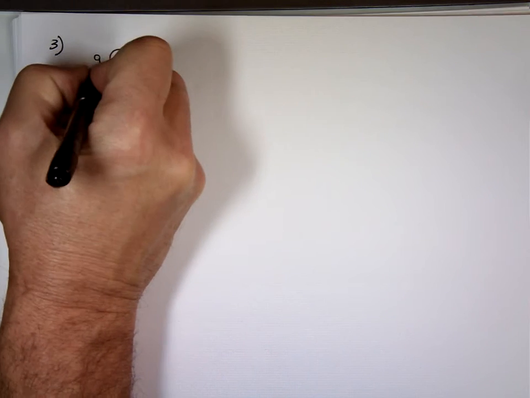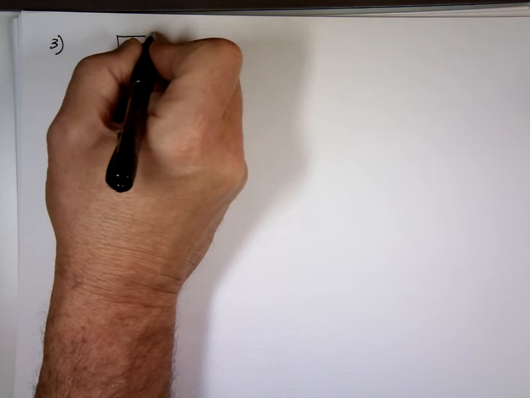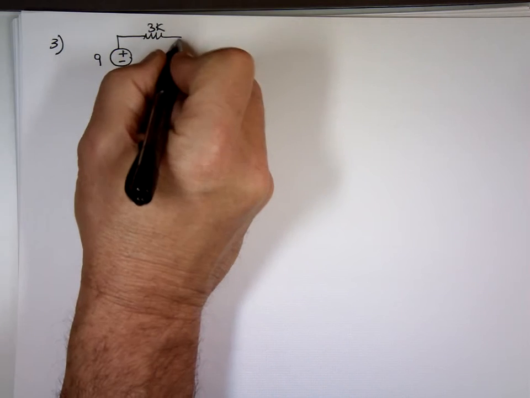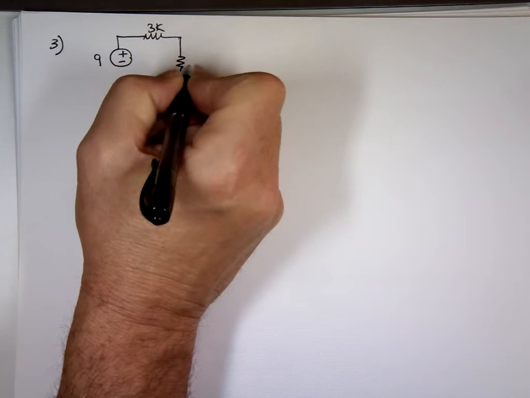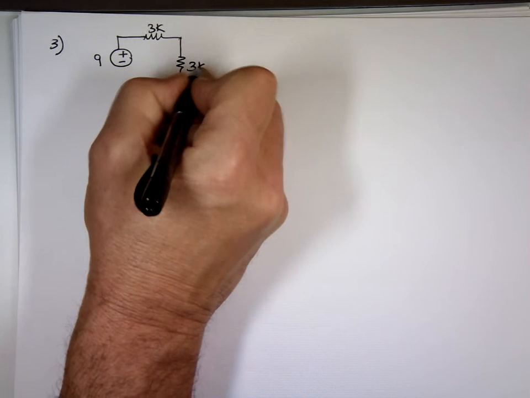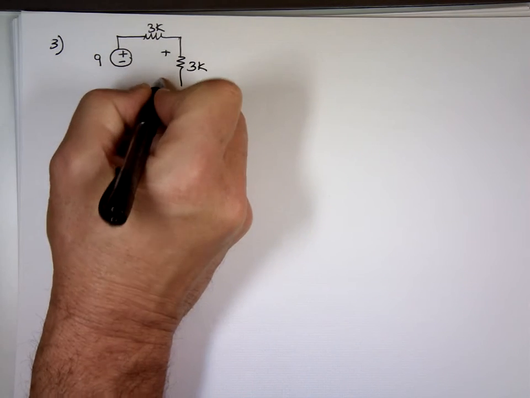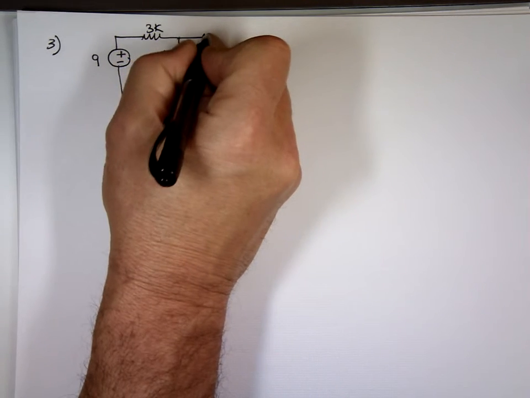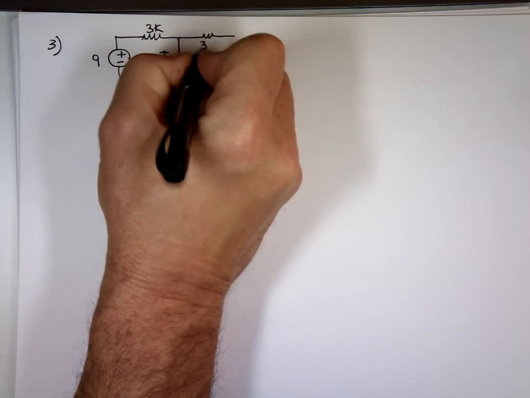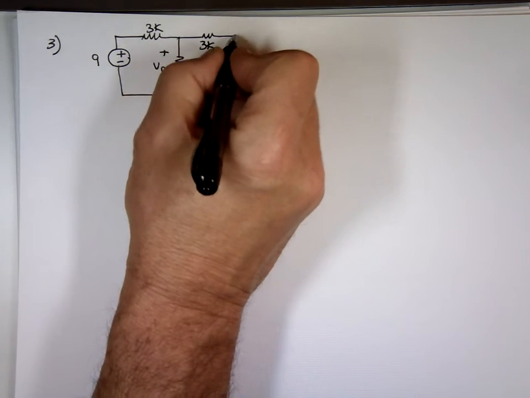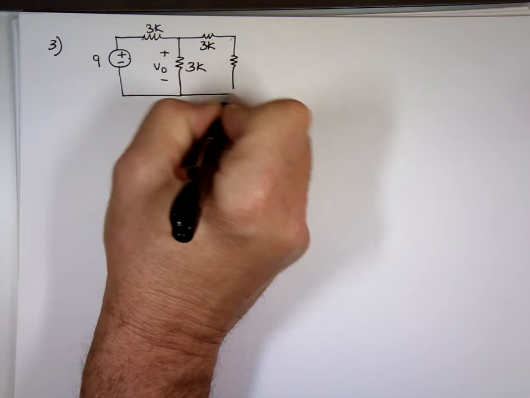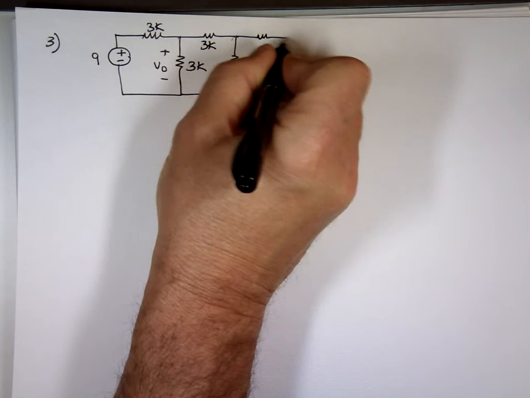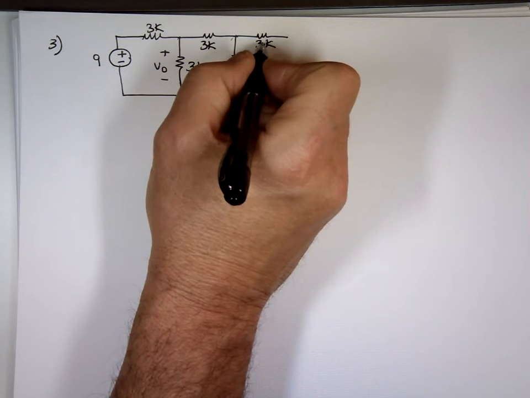9 volts. 3K. 3K. And V out is labeled right here. Three K. Wow. I didn't notice that. And 6 volts.